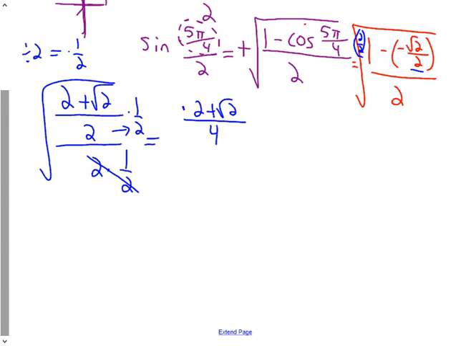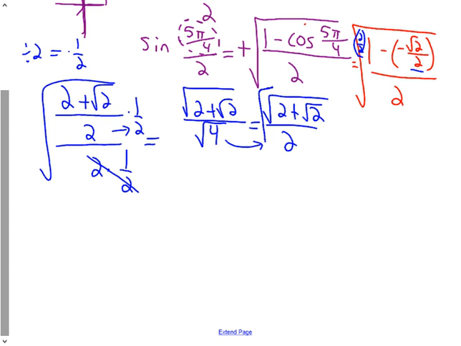And now I'm going to split that square root into 2 pieces so we can simplify, because the square root of 4 is 2, and then the numerator is still 2 square root of the quantity of 2 plus square root of 2. And there's my final answer. A little bit of weird simplifying.